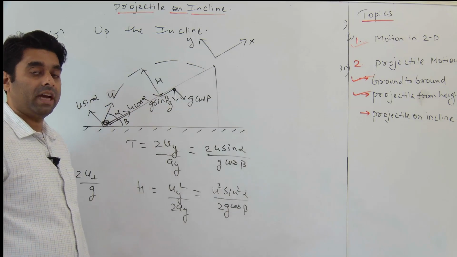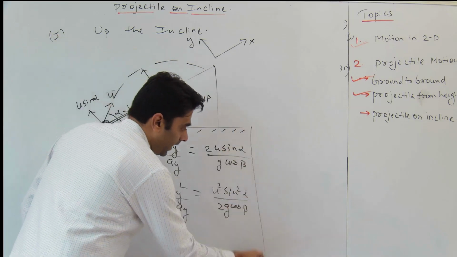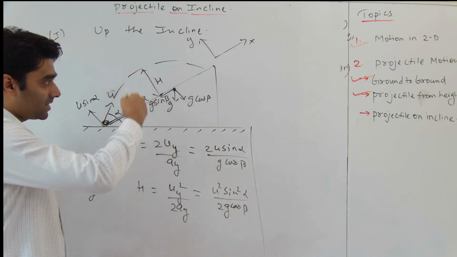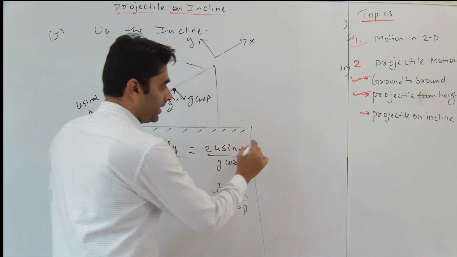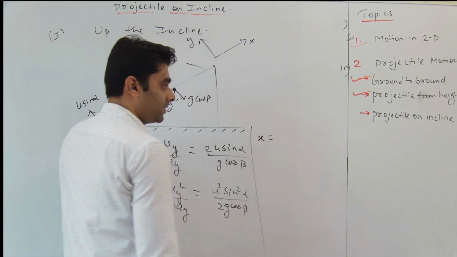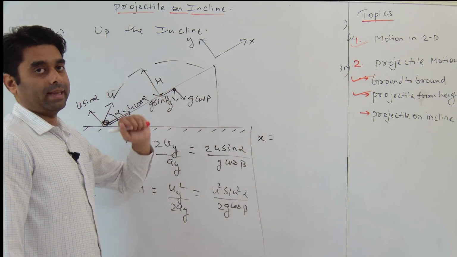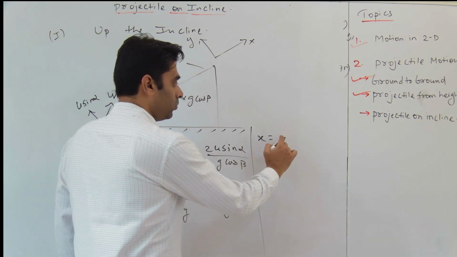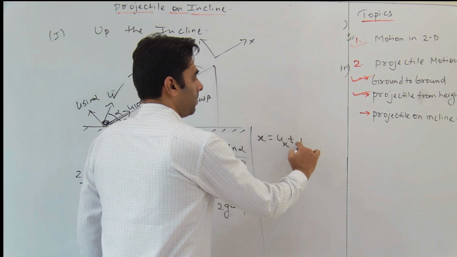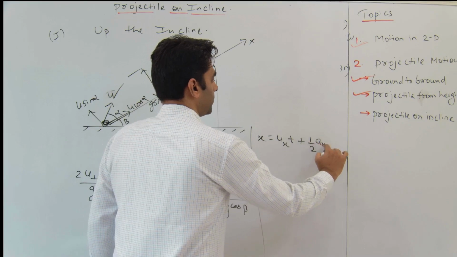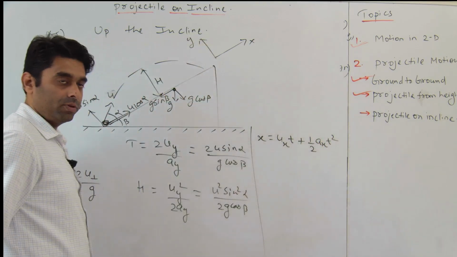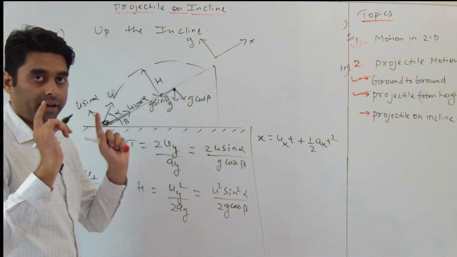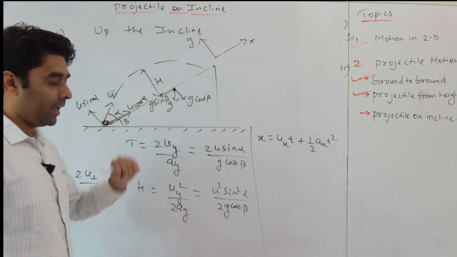Range, if we have to calculate range, how will we calculate it? What will be the distance traveled in x direction? The distance traveled in x direction we can write as x equals uxt plus half axt square, because it is accelerated motion. Let us substitute values. Using this we can find out the distance traveled in x direction.